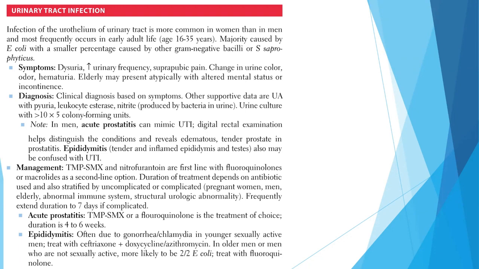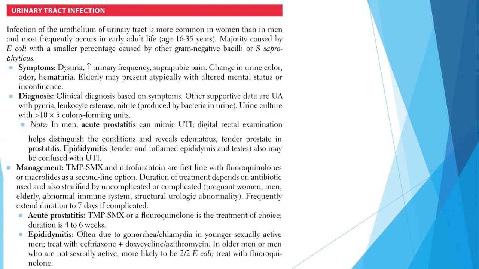Symptoms may be dysuria, increased urinary frequency, suprapubic pain. There may be change in the urine color, odor, or hematuria. The elderly may present atypically with altered mental status or incontinence. Now, diagnosis is mainly clinical, based on the symptoms and other supportive data such as urine analysis with pyuria, leukocyte esterase, and nitrite. Urine culture with greater than or equal to 10 to the power of 5 colony forming units is suggestive of UTI.